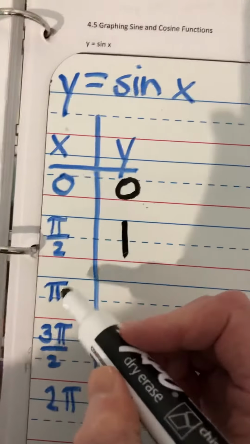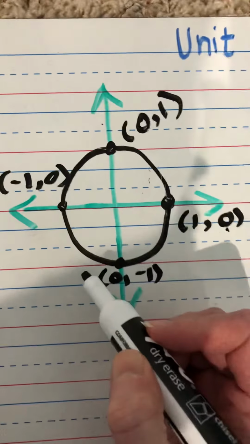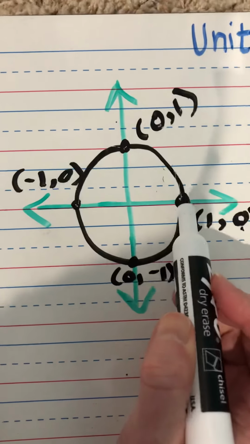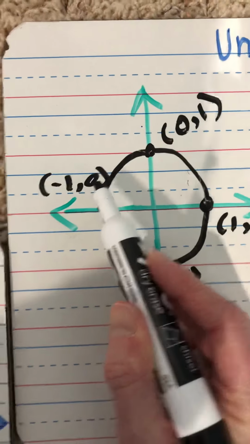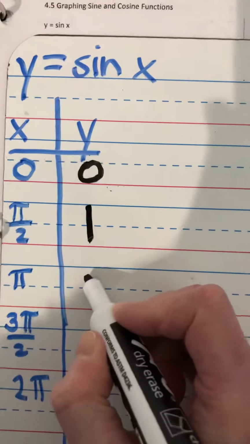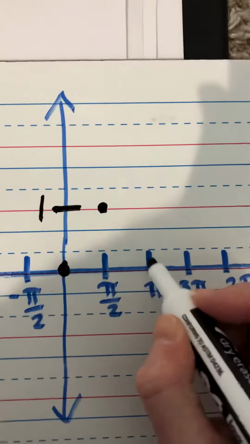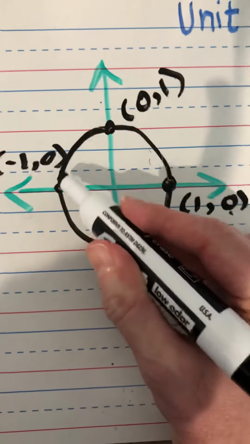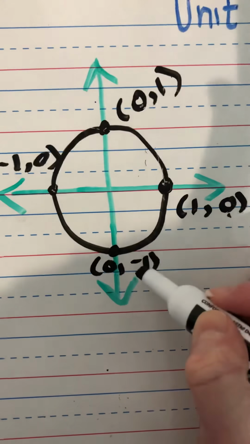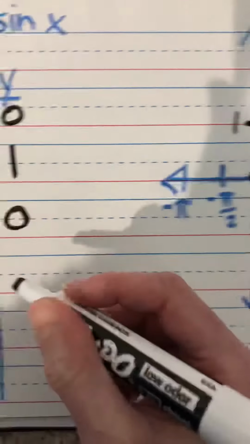And then the next one I want is the sine of pi. So go over to your unit circle. Pi is a half turn, 180 degrees. The sine is 0 again. So this is back at 0. And then 3 pi over 2, that's 270 degrees. That's here. The sine is -1.